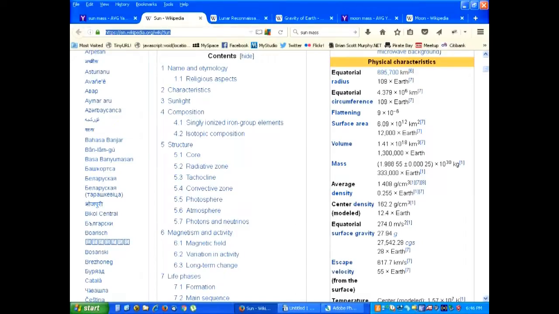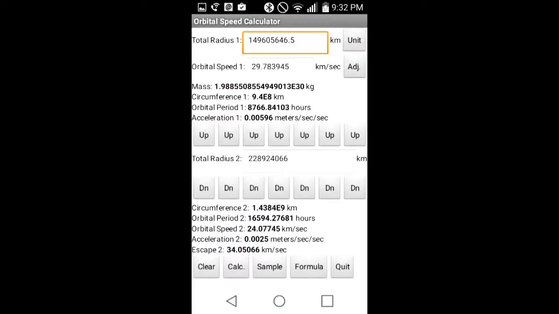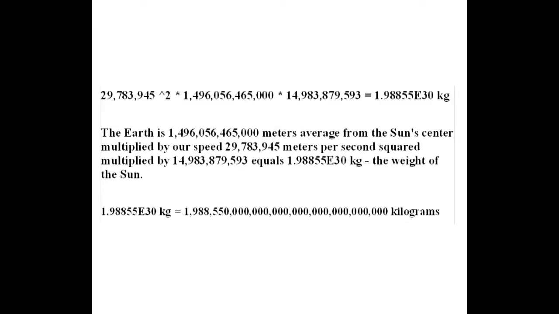Here we show the mass of the Sun is 1.98855 times 10 to the 30th power. Here we see my program calculating the mass of the Sun the same as given on Wikipedia. Here we see the calculation written out. This time the distance, or B, is in the trillions. The weight of the Sun is 1.98855 nonillion kilograms. In pounds, we have an even 4 nonillion.